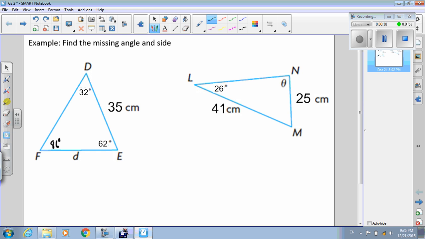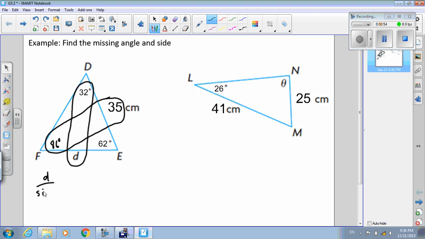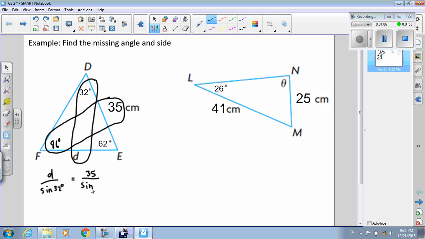Now we do in fact have our perfect pair, so we will be using these two values to find this value D. So let's set up our ratio. We start off by writing the letter of what we're looking for over the angle. So here it was a side, so D over sine 32 is equal to 35 over sine 86.